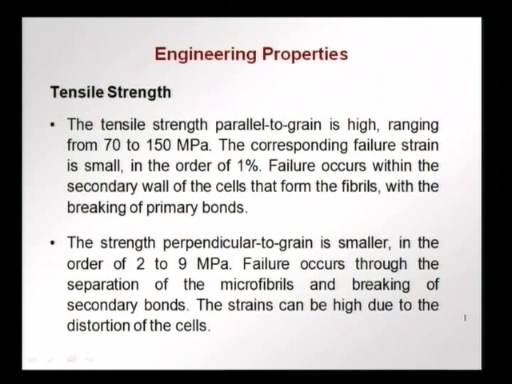The strength perpendicular to grain, the tensile strength perpendicular to the grain, is smaller, in the order of 2 to 9 megapascals, and when stress or load is applied perpendicular to the grain, the failure occurs by separation of the microfibrils. Remember again that we had talked about fibrils or bundles of polymer chains. These chains start separating with the breaking of the secondary bonds, that is the van der Waals and the hydrogen bonds. And here, since these bonds separate easily, the strains can be quite high, and the cells are also distorted, leading to higher strains.